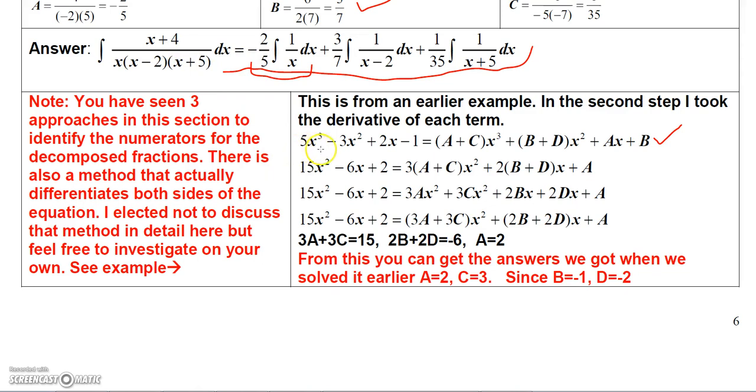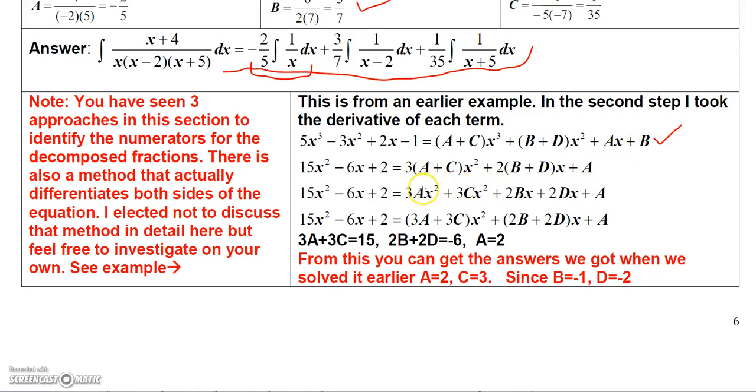Let's say you take the derivative of each one of these terms. So the derivative of 5x cubed is 15x squared. The derivative of minus 3x squared is minus 6x. The derivative of 2x is 2. The derivative of negative 1 is 0. And then if you take the derivative of this, remember a plus c is a constant, so you'd have 3 times a plus c x squared. If you took the derivative of this, you'd have 2 times b plus d times x. If you took the derivative of ax, you would just get a, the coefficient. And if you take the derivative of b, you get 0.